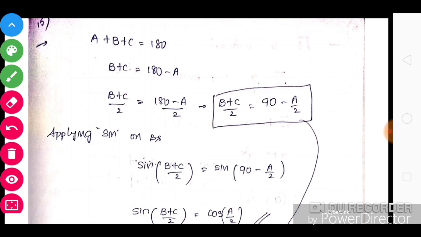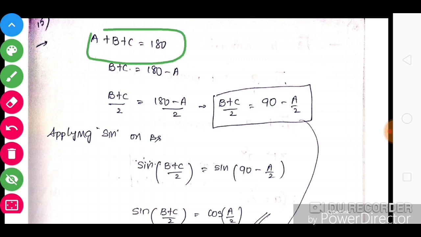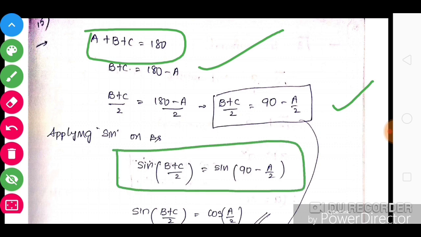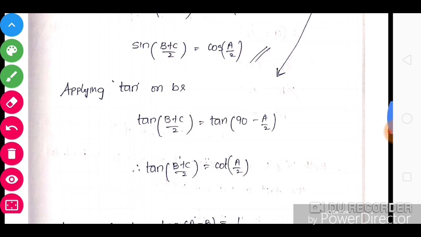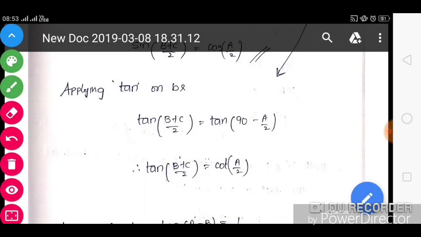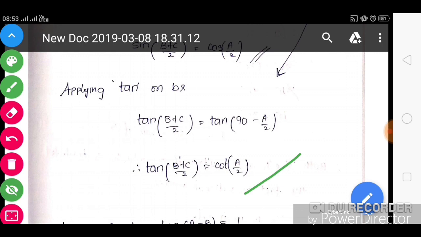Now see here. It is a very much expected question, a very simple question. In a triangle, the sum of angles will be 180. A plus B plus C is equal to 180. B plus C is equal to 180 minus A. Dividing on both sides by 2, B plus C by 2 is equal to 90 minus A by 2. Applying sin on both sides, sin of (B plus C by 2) is equal to sin of (90 minus A by 2), which is cos A by 2. Applying tan on both sides, tan of (B plus C by 2) is equal to tan of (90 minus A by 2). So that will be cot A by 2.